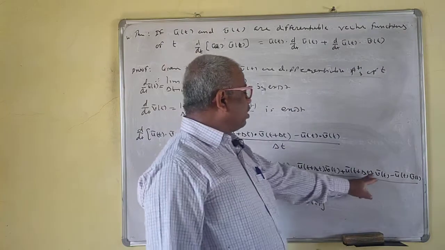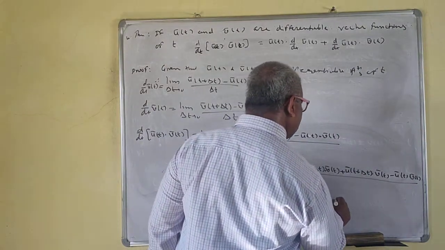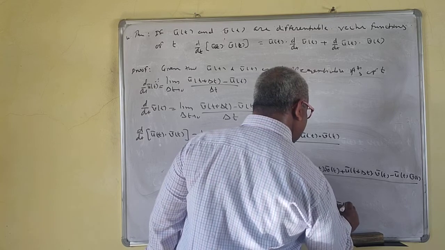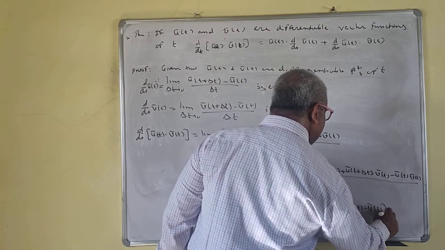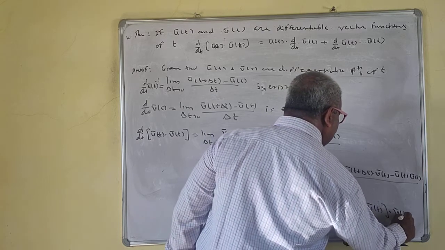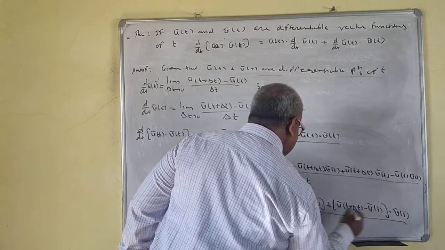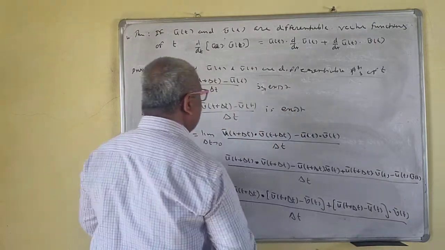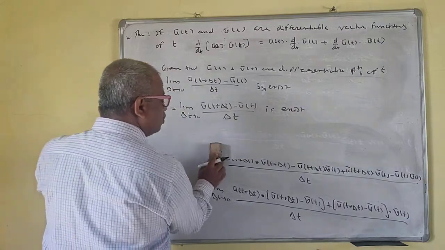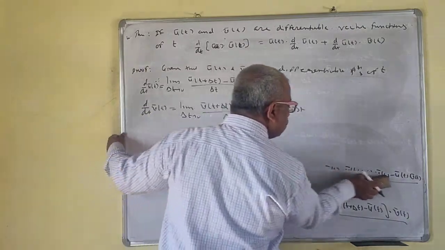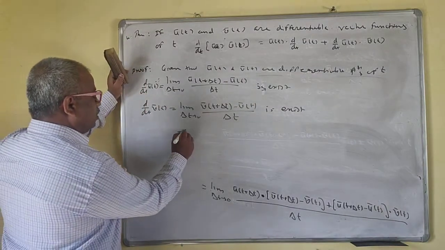Again here I can take the dot product common to that side. So this is plus u bar of t plus delta t minus u bar of t, dot, this dot is very important, upon delta t. So I will simplify this.